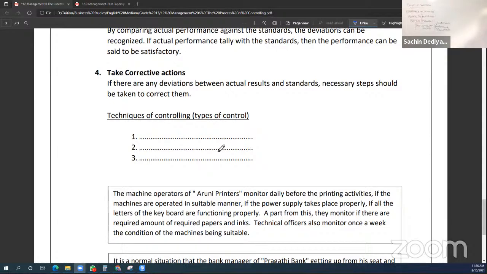Something like concurrent control is where, while the process is happening, you regularly do some checks. Let's say you do ongoing quality checks. When the product is being produced, you check those. So that is concurrent. You do not wait until it happens, or act prior to that. You just do that controlling process while the product is being produced.